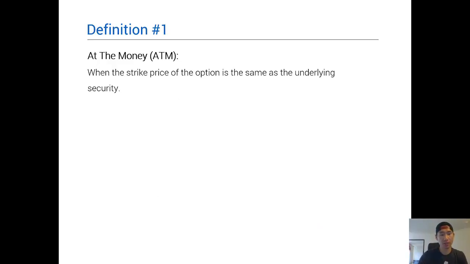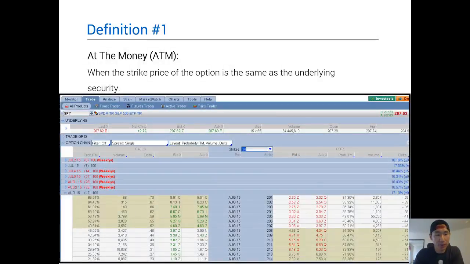So the first term is at the money. It's when the strike price of the option is the same as the underlying security. So let's open up the TOS platform. Let's go to the trade tab and type in SPY. Currently SPY is trading at 207.62, which you can see here and at the top right.